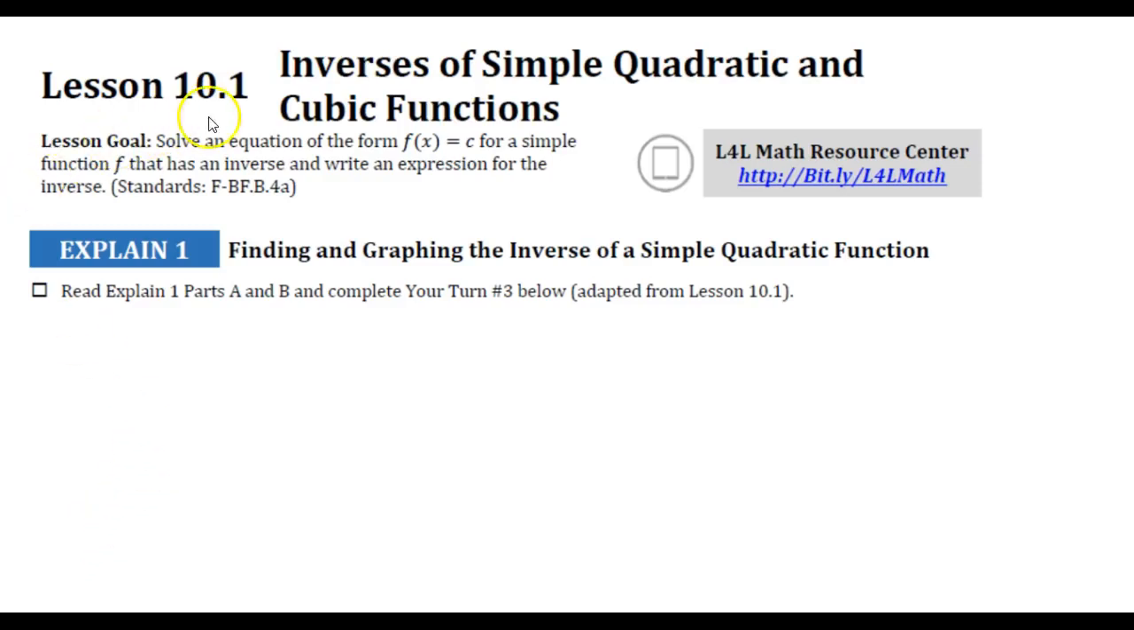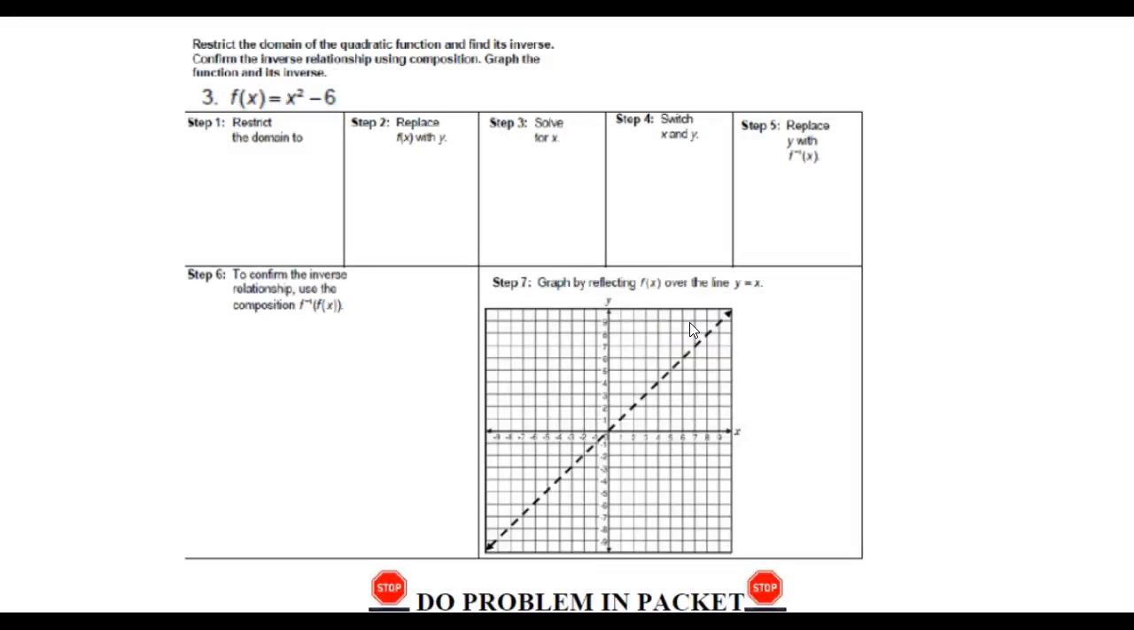And welcome back to lesson 10.1, inverses of simple quadratic and cubic functions. In Explain 1, we'll be going over finding and graphing the inverse of simple quadratic functions. In this problem, what it's going to ask us to do is restrict the domain of a quadratic function and find its inverse, confirm the inverse relationship using composition, and graph the function and its inverse.